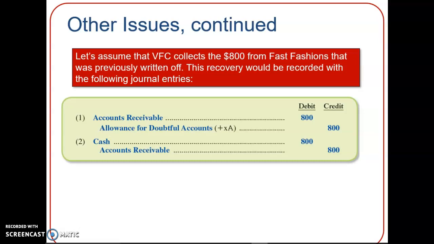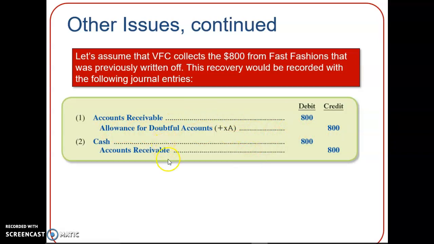You may notice that the journal entries here only affect what? Only the balance sheet. It does not affect the income statement. And if we notice that the debit and credit of accounts receivable cancel each other out, and we recognize cash, we basically put some of the money back into the allowance account.